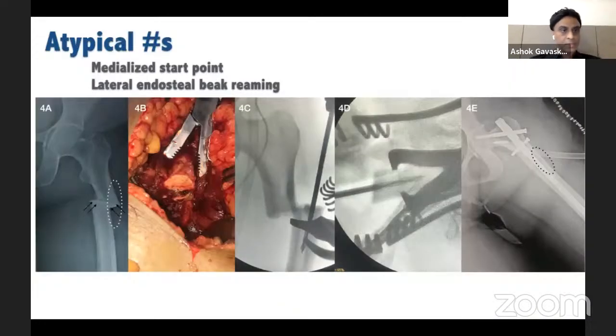So this is another patient, probably in her 50s. Again, an atypical femoral fracture. You can see the canal is completely obliterated. If you look at the second image, there is no medullary canal here. So you have to open it, then establish our medullary canal, and then finally adopt whatever techniques that I told you before in the slide. And this fracture went on to heal without any problems as well. You can use other techniques for endosteal beak reaming as well from proximal, but this is our preferred way of doing it.